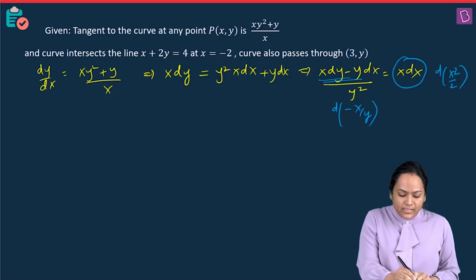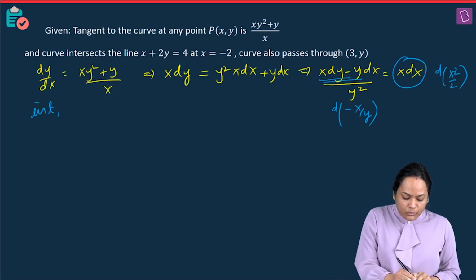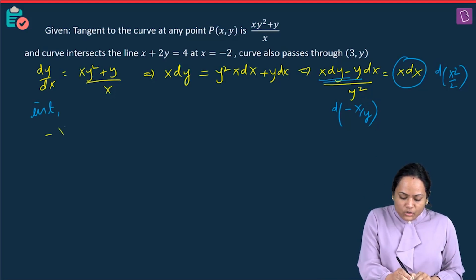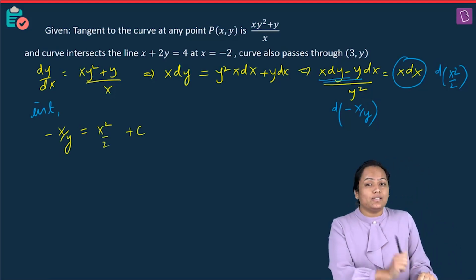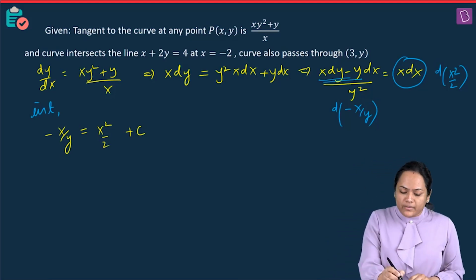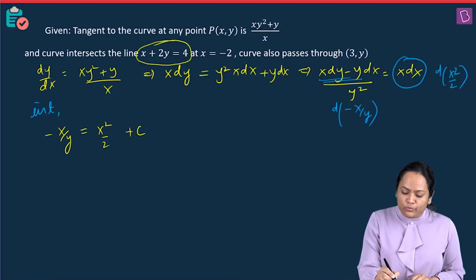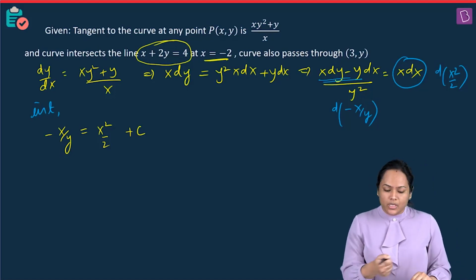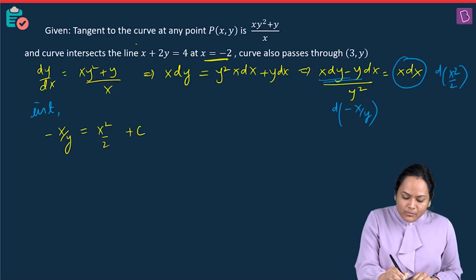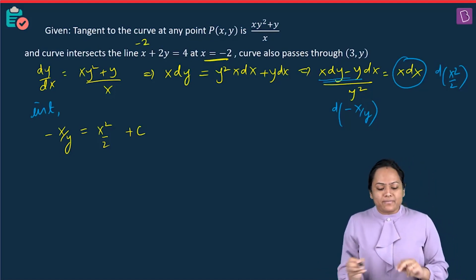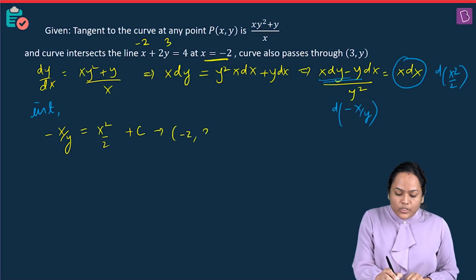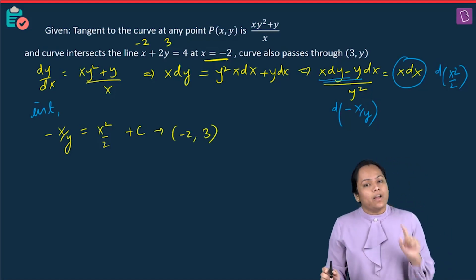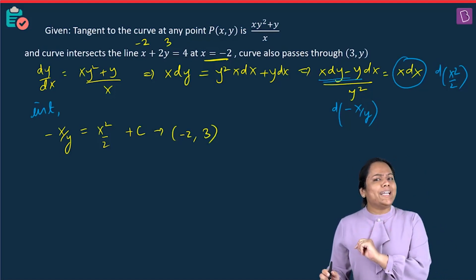I'll integrate on both sides. So when I integrate on both sides, I'm going to get minus of x by y is equal to x square by 2 plus some constant c. And now to get this constant c, they have mentioned that the curve intersects the line x plus 2y equal to 4 at x is equal to minus 2. So that means if I put my x value as minus 2 over here, my y value is coming out as 3. That means this curve is passing through which point? Minus 2 comma 3. Which when I substitute here, I'll definitely get the value of c.